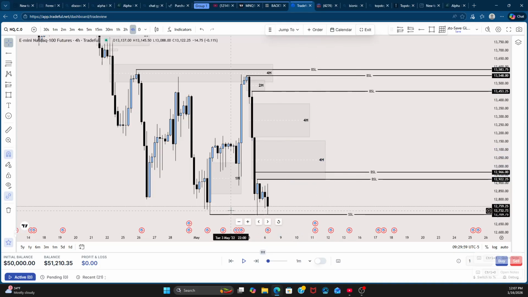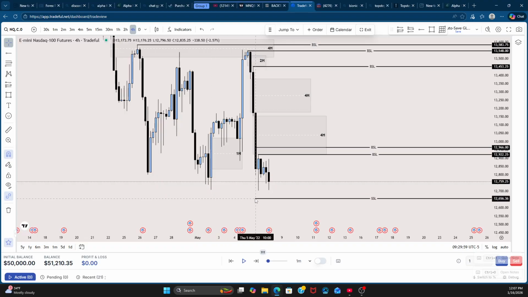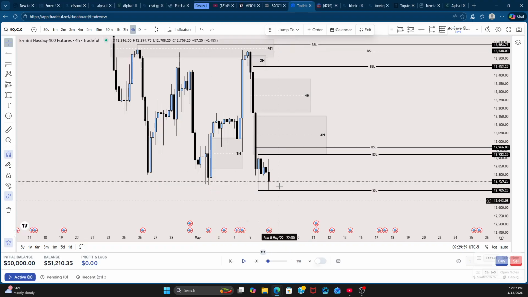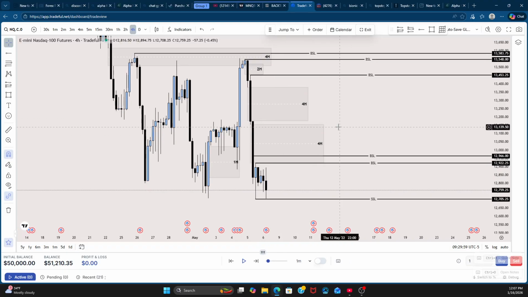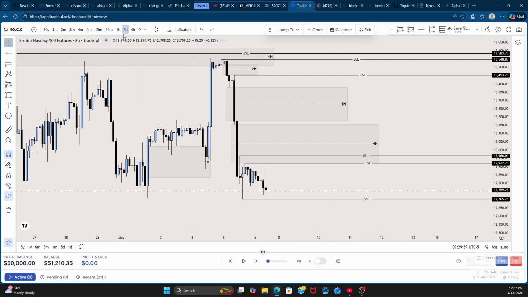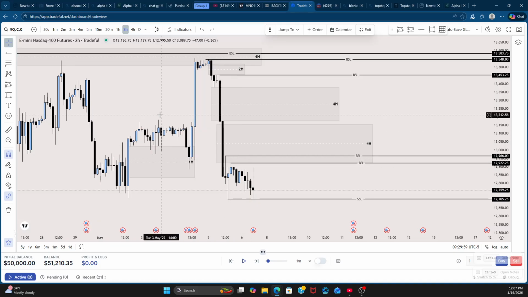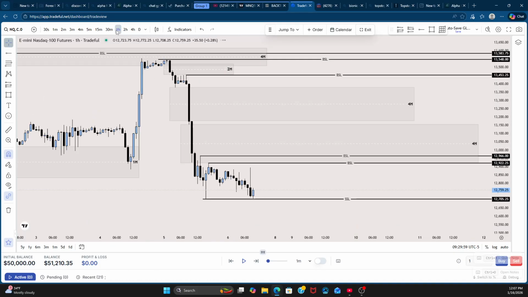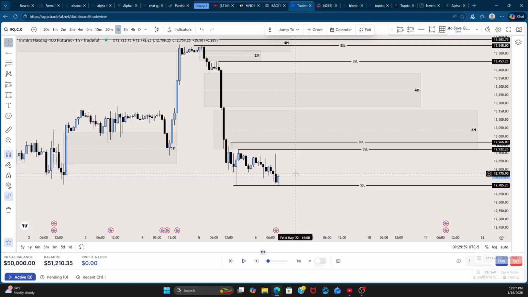Don't know. This swept, so we left a low here, and now we got a relative equal low with these 4-hour gaps resting above. 2-hour, we just manipulated higher. Let's look on the 1 hour. Yeah, we're going to see.